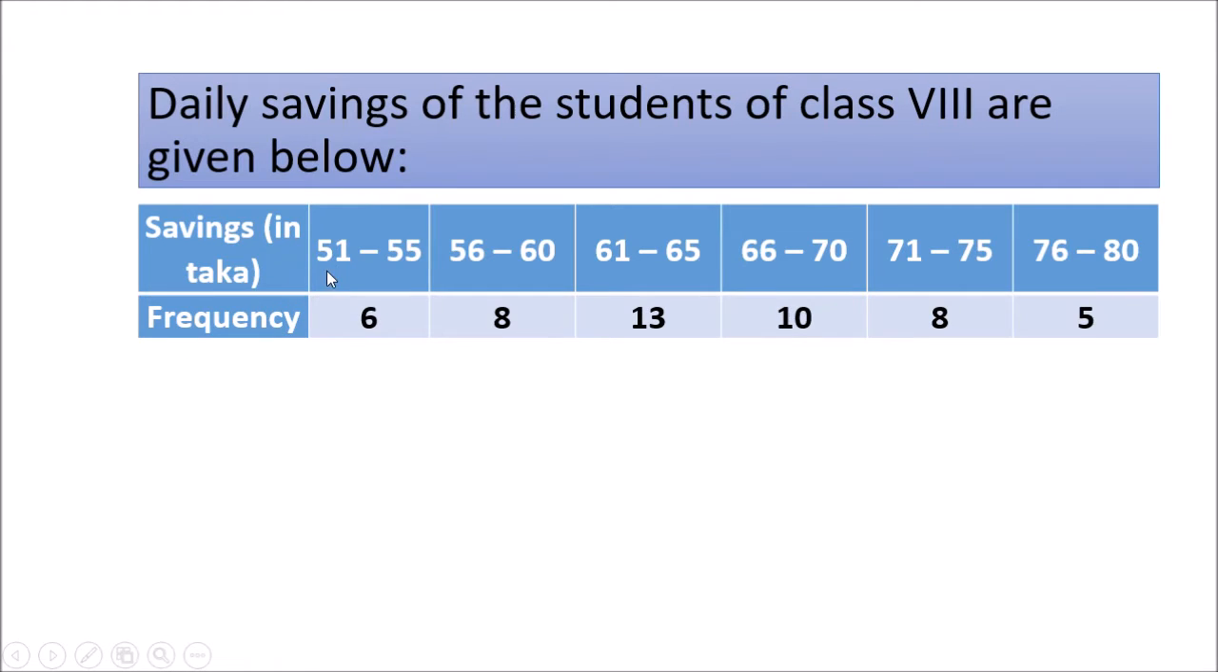So 51 to 55 Taka is saved by 6 students. 56 to 60 Taka saved by 8 students. 61 to 65, 13 students. 66 to 70 Taka saved by 10 students. 71 to 75 saved by 8 students. 76 to 80 Taka saved by 5 students.